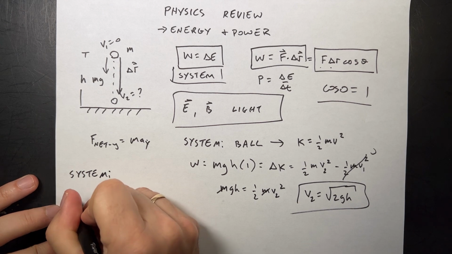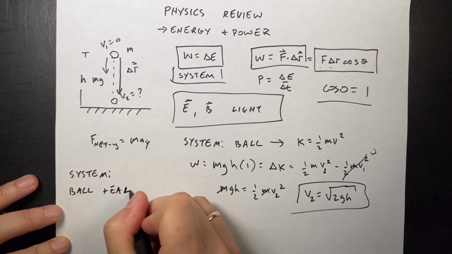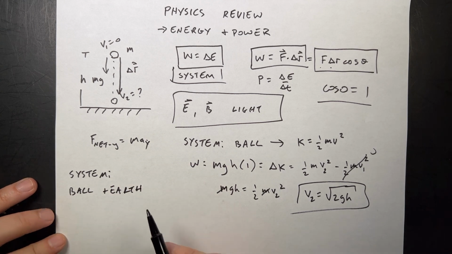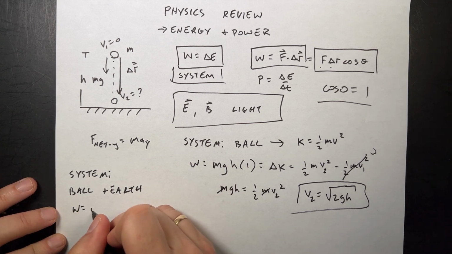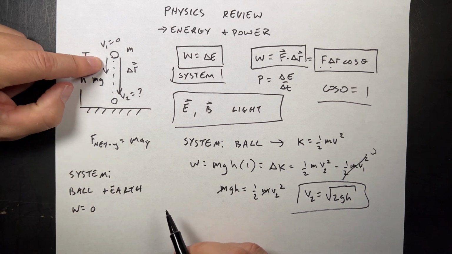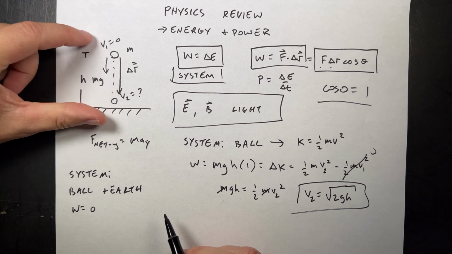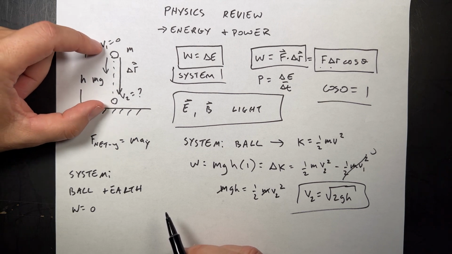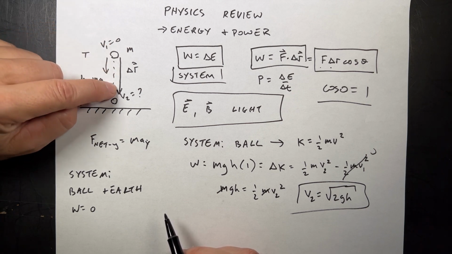Let's pick the system of the ball plus the Earth. In that case, there is no work done on the ball as it falls because, yes, there's a gravitational force on the ball, but the ball also pulls on the Earth. So that's really an interaction between these two objects, and they're both in the system. Of course, the ball still falls and it still speeds up.